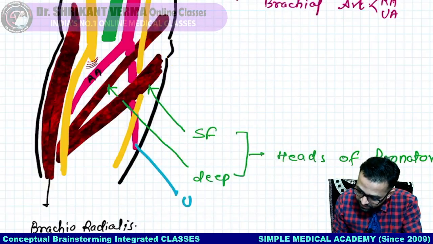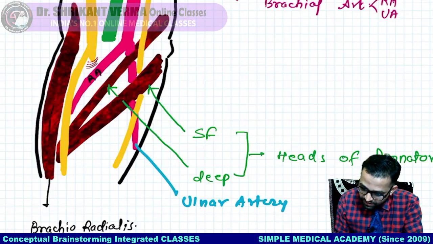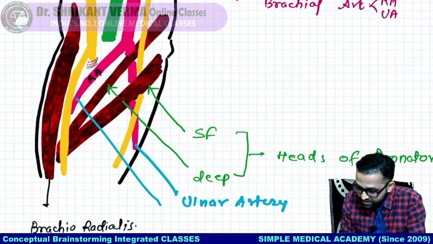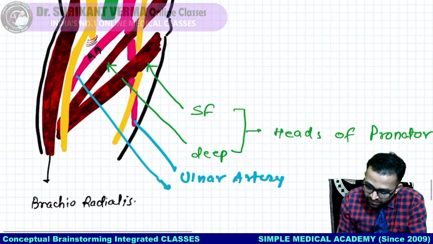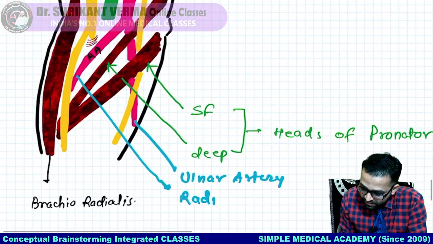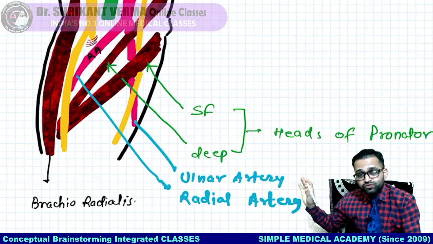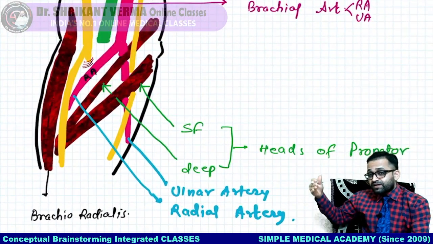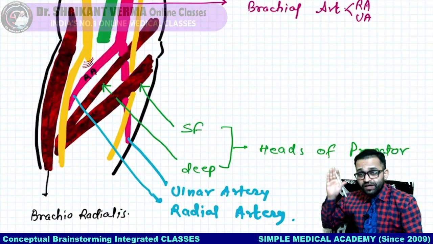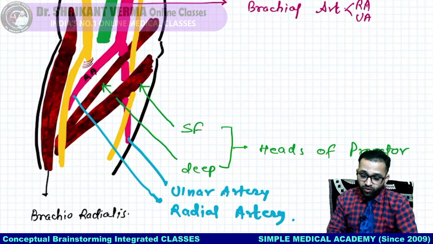So here is our ulnar artery. You can mention here separately. Here is our radial artery. Small branches are also there, like the radial recurrent artery and the different branches of the ulnar artery, but we are not drawing them, otherwise this diagram will be complicated.